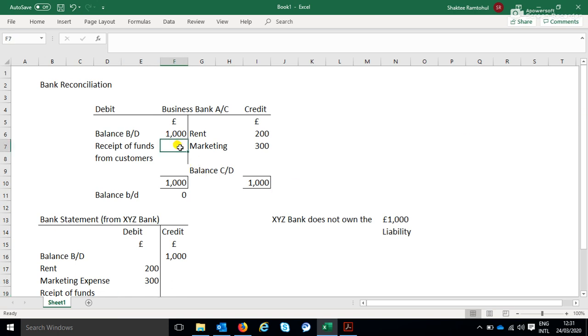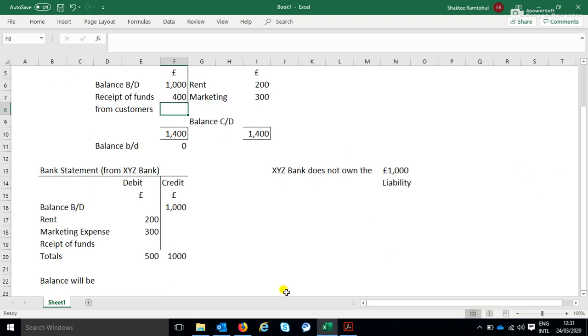Now let's assume that we also receive some money. So our customers decide to pay us some money, and let's say they go and pay this money straight into the bank. So this would go on the debit side of our business bank account. Let's assume £400. What's the deal with the bank statement? So receipt of funds from customers, and that would go this time as a credit.